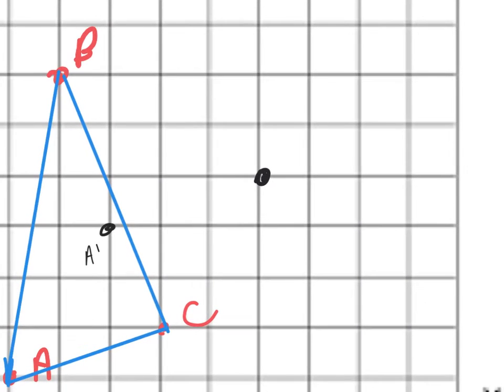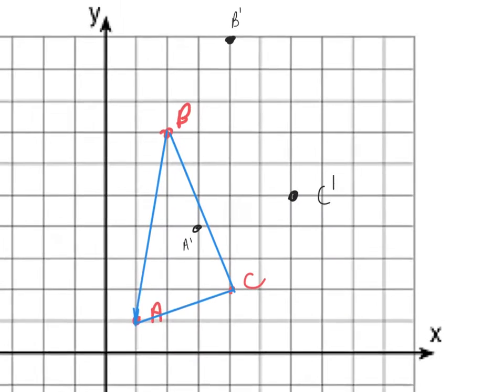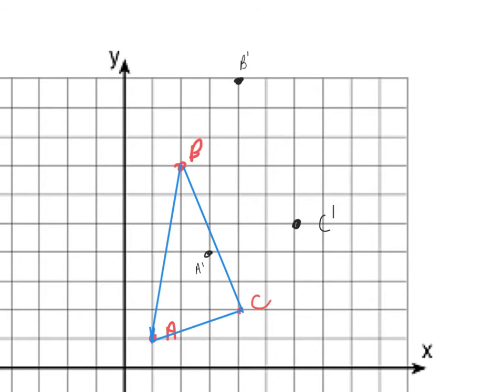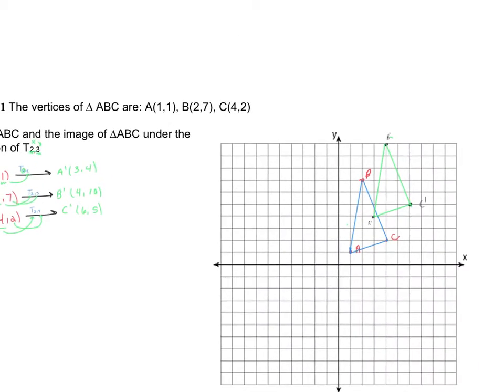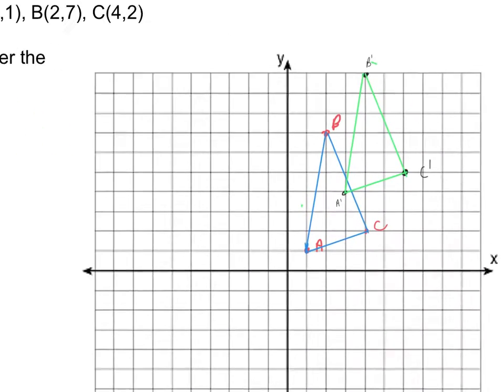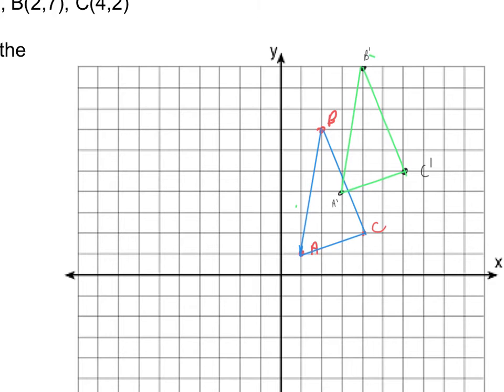C prime. I'm now going to connect my points with lines. Let's see what it looks like. And that's triangle A prime, B prime, C prime, and that's your final answer. Okay, what do you notice? What do you see? What do you think? Well, I see two triangles, so that means I did my translation correctly.